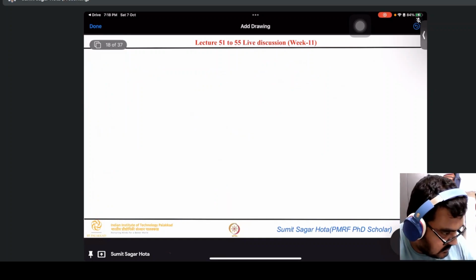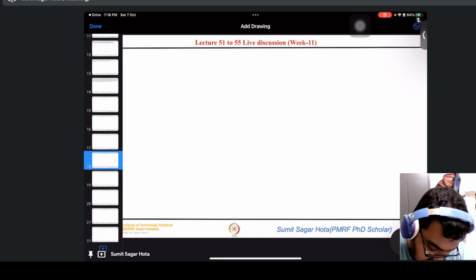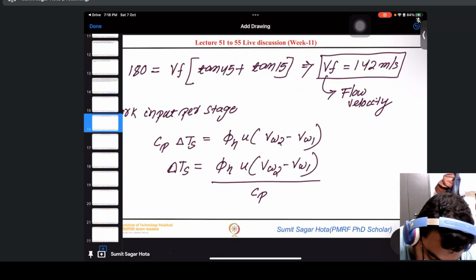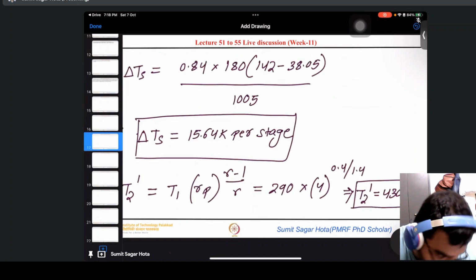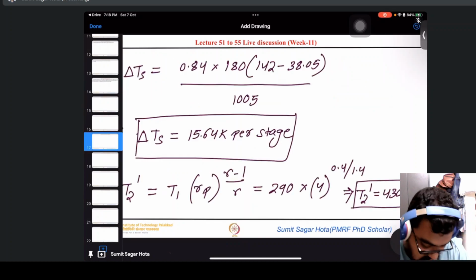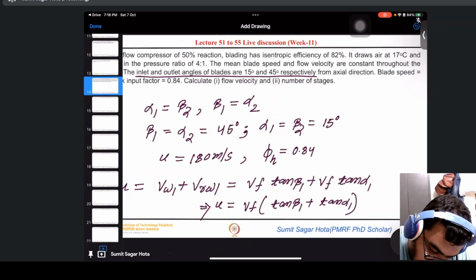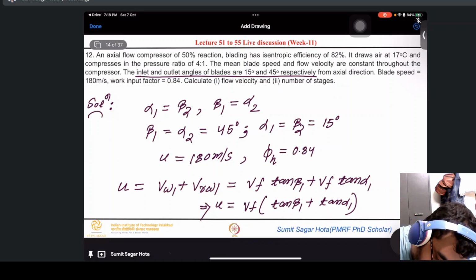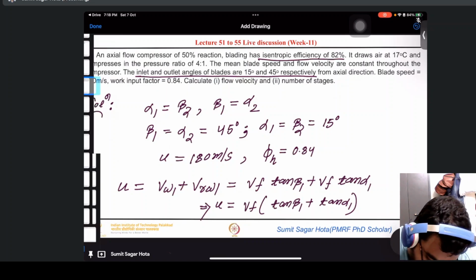Now what you get here is the T2 dash. But what is the T2, the actual temperature? Because in the question it's given the isentropic efficiency. Here you see, it's written isentropic efficiency of 82%.